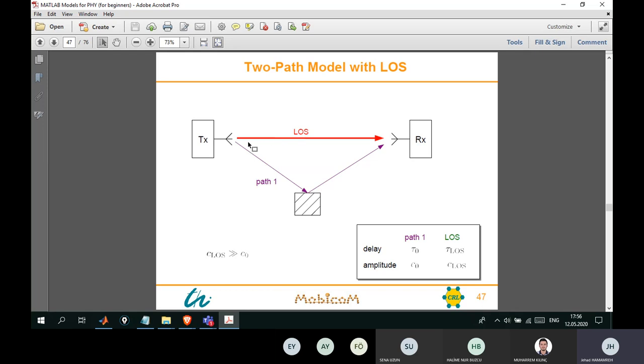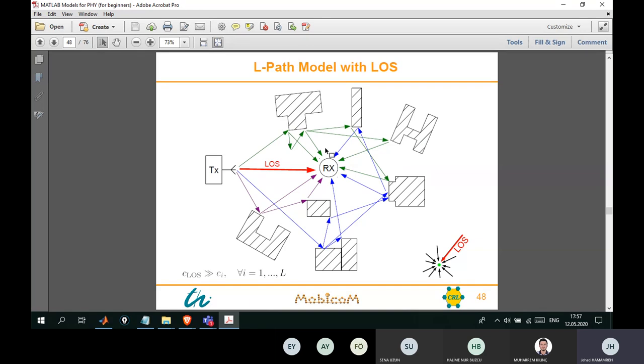Now, of course, obviously, the direct path reaches the receiver faster and before the other paths. So this path reaches after a certain period of time, and therefore there is a certain delay. So for path one, your signal reaches at T0, we call it line of sight, and the amplitude is C0. Each path here has a certain amplitude and a certain delay. And when you have an L-path model, you have many paths coming from different objects reflecting the signal, and you have line of sight.